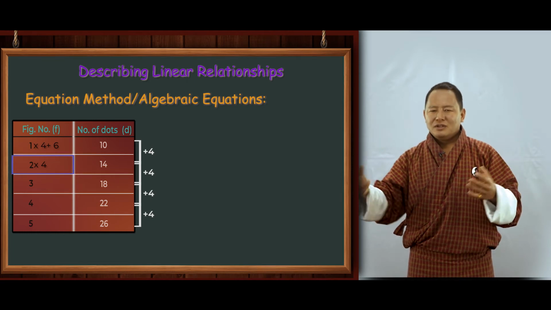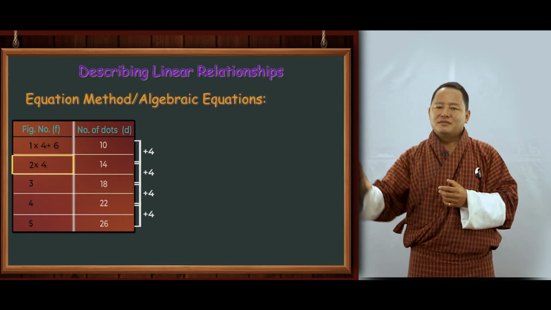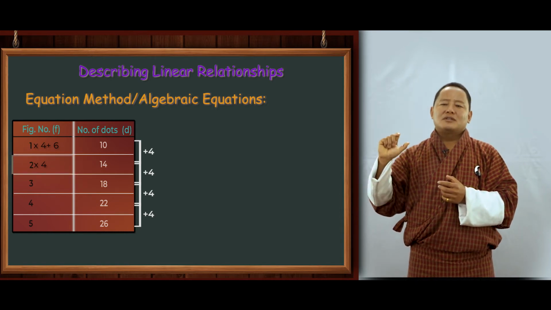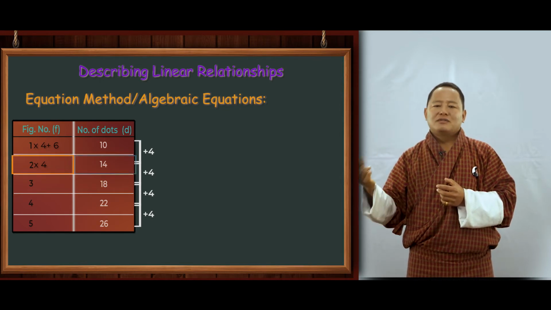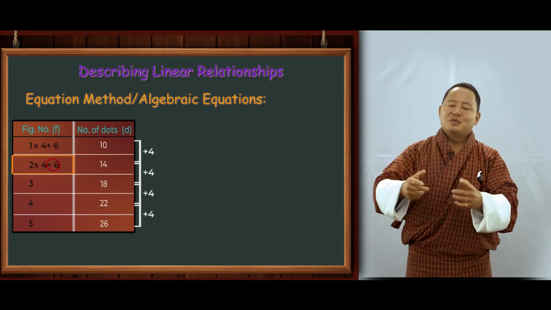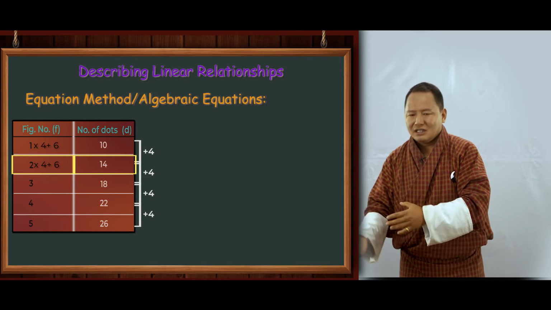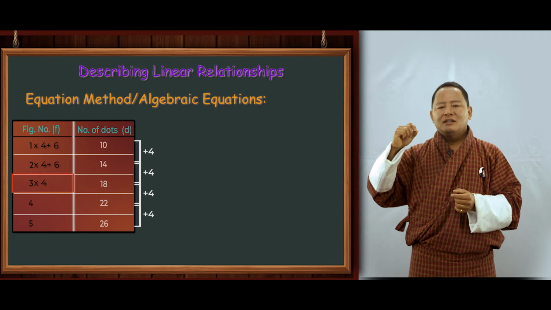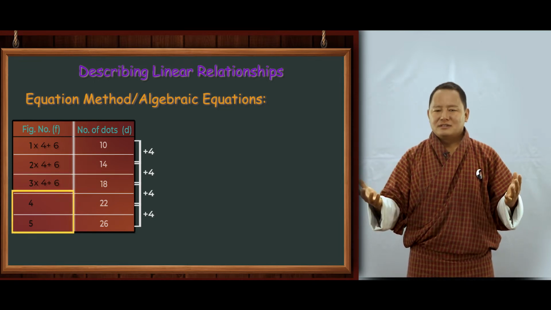From where did we get that 4? That is the difference between the number of dots in every figure. So 2 times 4 is equal to 8, and 8 is not equal to 14. In the second figure there are 14 dots, so therefore we add on 6. We add 6 on that, so it makes it 14 again, right? And then for the third also, we are multiplying it by 4 and again adding 6 to get 18. And for the fourth and fifth also, in a similar way.